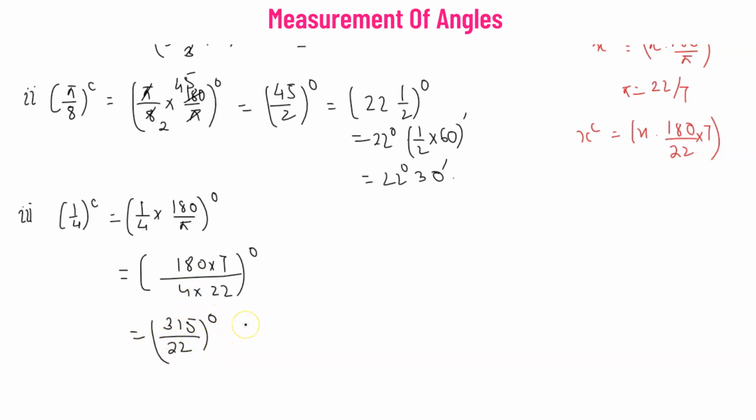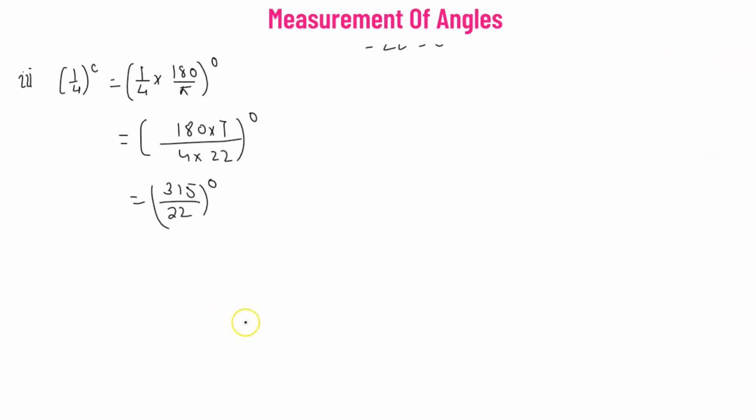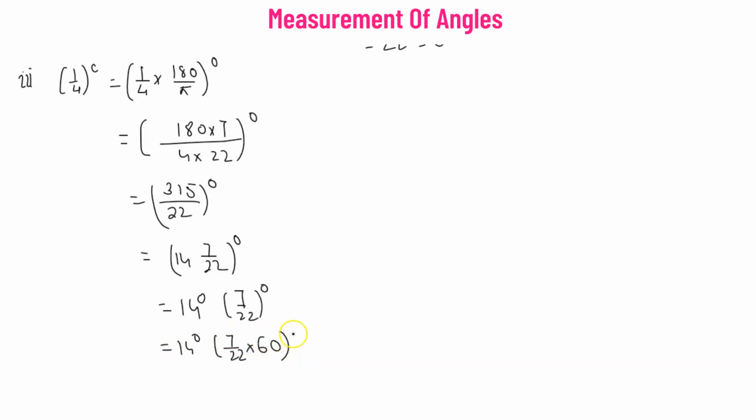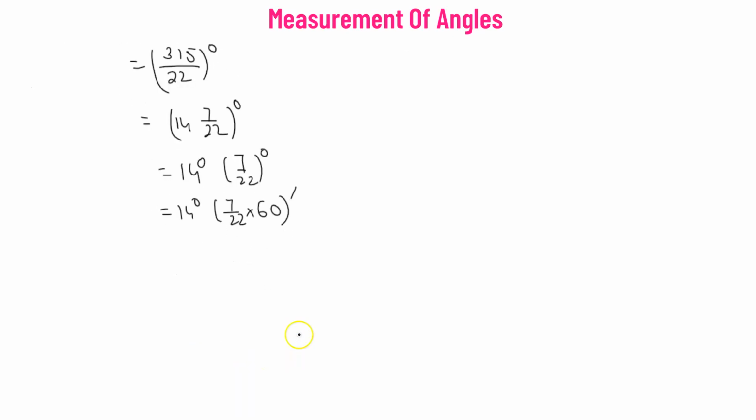Now we will convert it into a mixed number. So 315 divided by 22 is 14, remainder 7, so 14 and 7 over 22. This is going to give us 14 degrees and 7 over 22 degrees. Now we want to convert 7 over 22 degrees to minutes. All we have to do is take 7 over 22 and multiply it by 60, so this will get converted into minutes. So we have 14 degrees, 7 times 60 over 22.